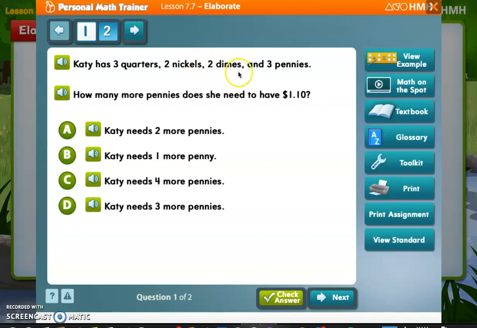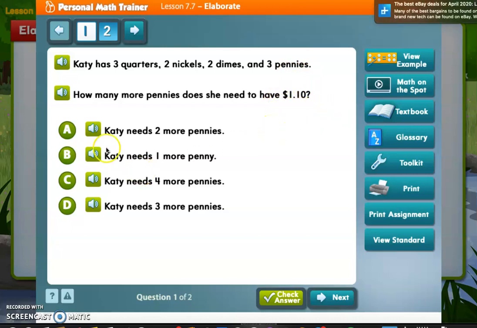Then she has 2 dimes. So 85 cents, 95 cents, $1.05. Okay, and then she has 3 pennies. So $1.05, $1.06, $1.07, $1.08. Okay, so she has $1.08 already, and she wants to get $1.10.